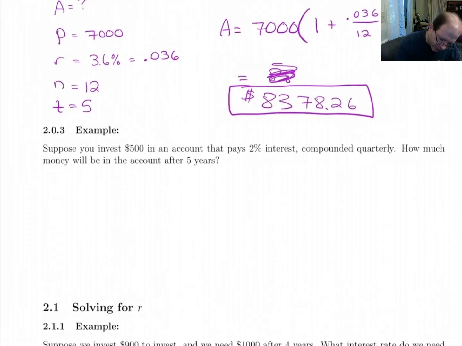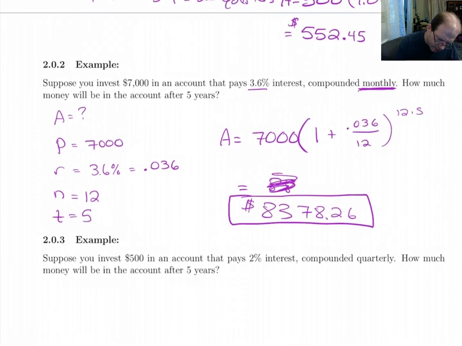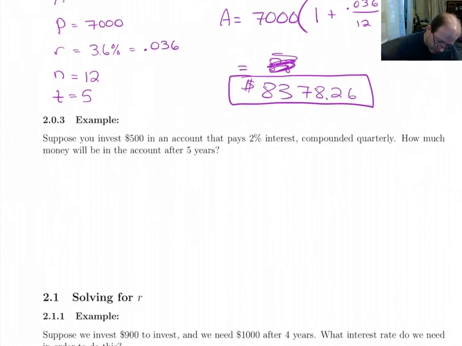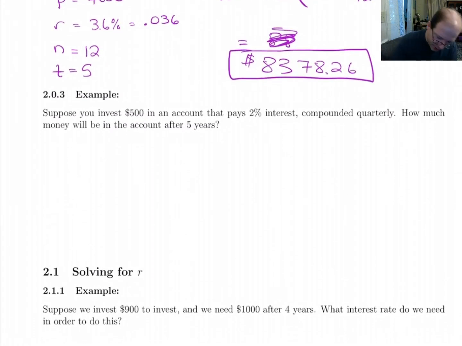Okay, let's look at this one. Suppose you invest $500 in an account that pays 2% interest compounded quarterly. How much will be in the account after 5 years? Is that the exact same thing we did earlier? That is. Let's change this problem to make it more interesting. Let's say it's 3% interest compounded semi-annually.